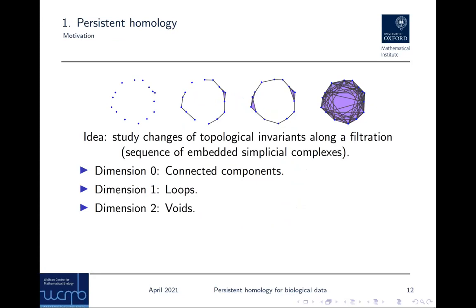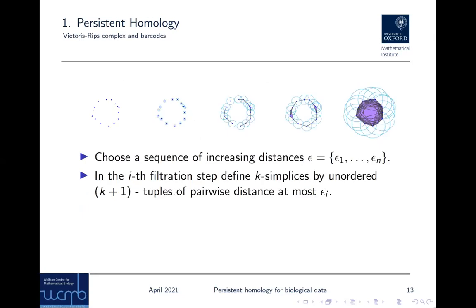So the sequence of radii gives you a so-called filtration. This is a sequence of embedded simplicial complexes. And along this filtration, you then study in dimension 0 connected components, in dimension 1 loops, and in dimension 2 voids. So what I showed you just now is a so-called Vietoris-Rips filtration. And this works a little more formally in the following way. You choose a sequence of increasing distances epsilon_i, and in the ith filtration step, you define the k-simplices to be the unordered (k+1)-tuples of points with pairwise distance at most epsilon_i.